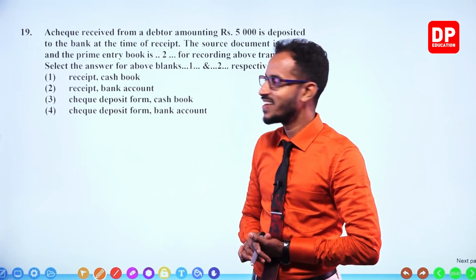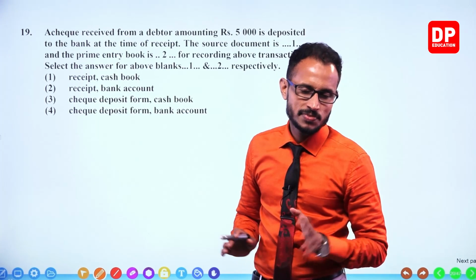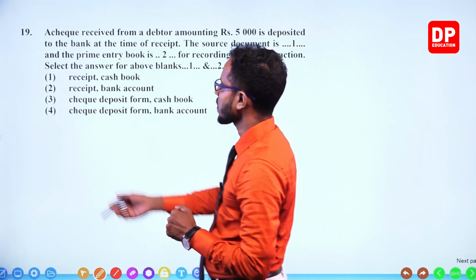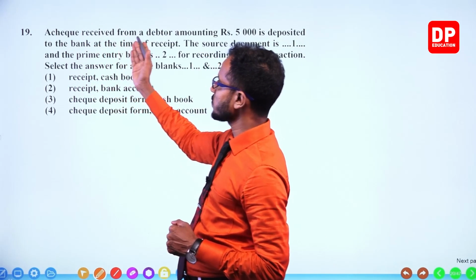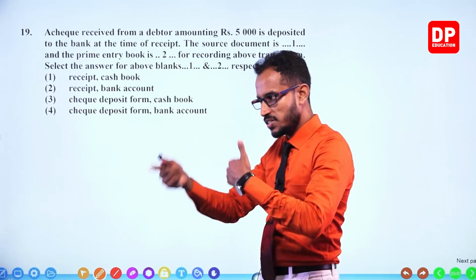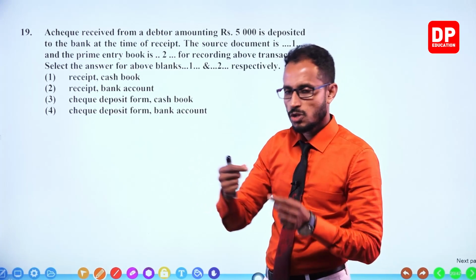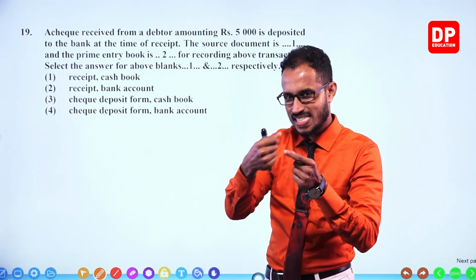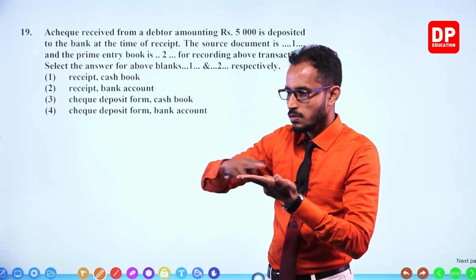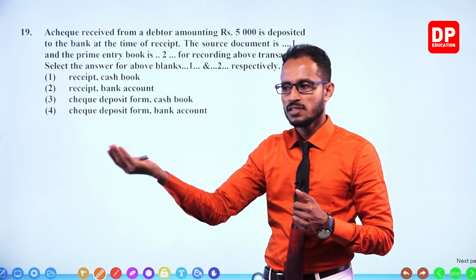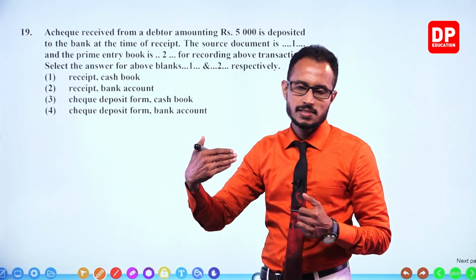It's a fill in the blanks question, but read the case carefully. Check received from a debtor. We receive a check. A debtor has not paid his debt by using cash. The debtor has given us a check.